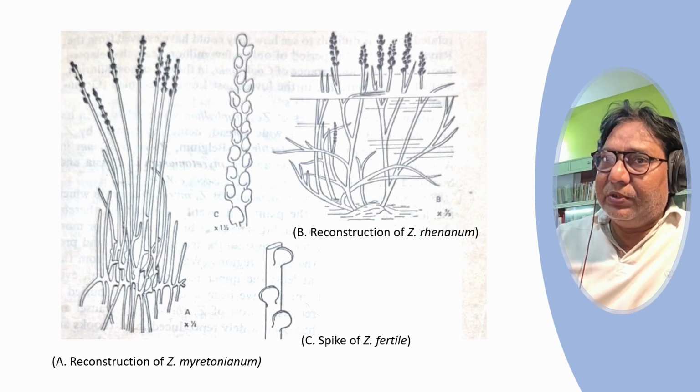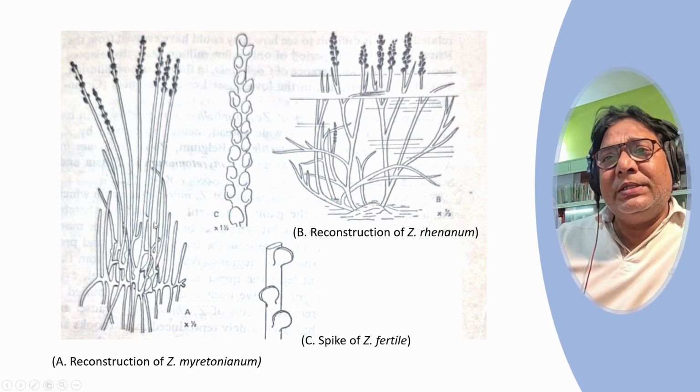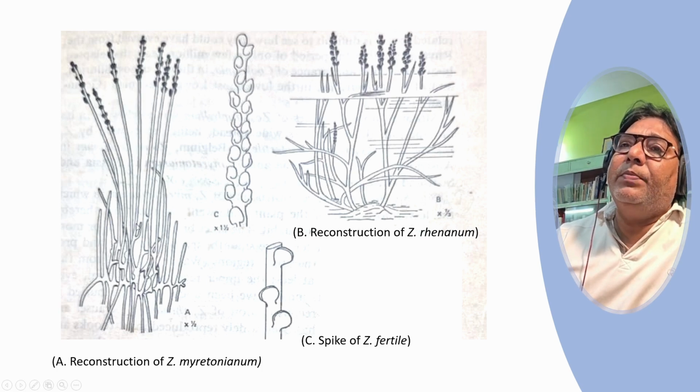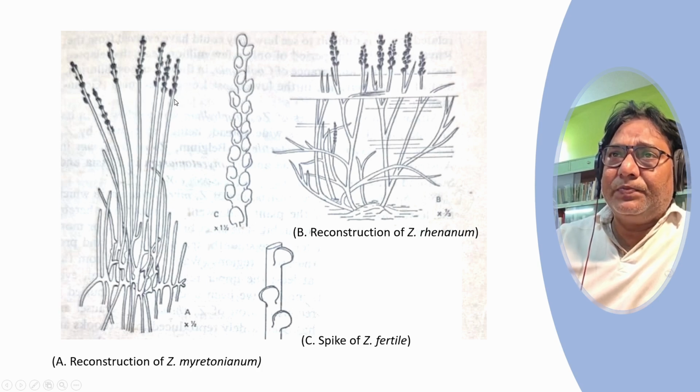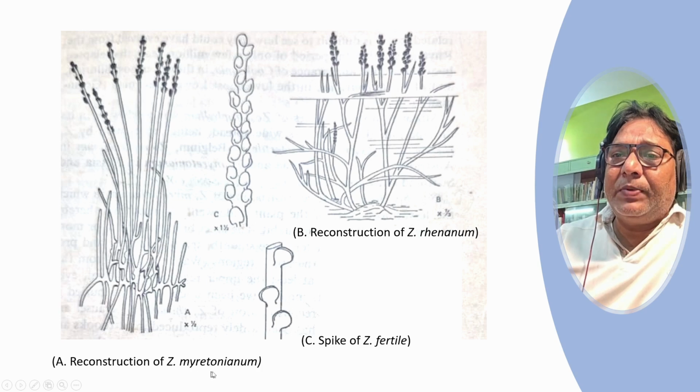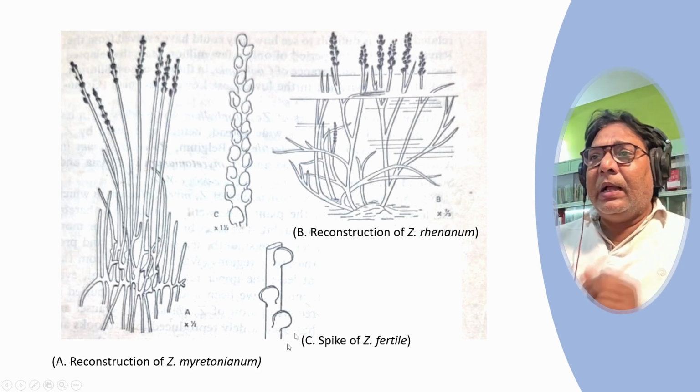Tufted growth. The aerial axis was dichotomously branched, sometimes monopodial, meaning pseudomonopodial. One of the branches is longer than the other. And as they said, the sporangia were oval to kidney shaped or rounded, and they were laterally attached. They were not terminal, and they formed a spike-like structure. This is that spike-like structure. This particular diagram is of Zosterophyllum myretonianum.